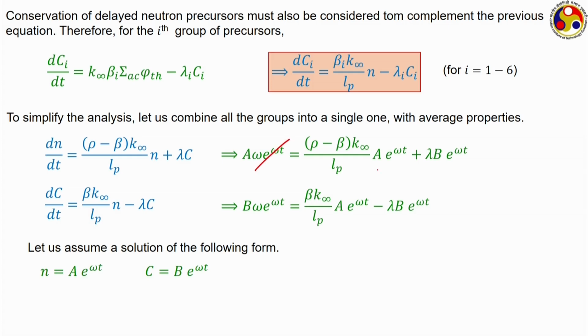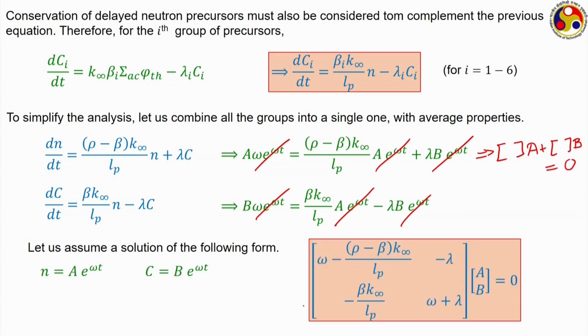Now, e to the power omega t can be struck out from both sides of both the equations, and now we take everything on one side and we combine it into a form like this into A plus this into B is equal to 0. Similarly, for the other equation also, and we arrive at this particular matrix form, where we have omega, lambda, rho and beta and also k infinity involved, and definitely you have the prompt neutron lifetime l_p. So, this one will help us to identify the expressions for A, B and also omega. The solution of this one is the thing with which we shall be starting our next lecture.